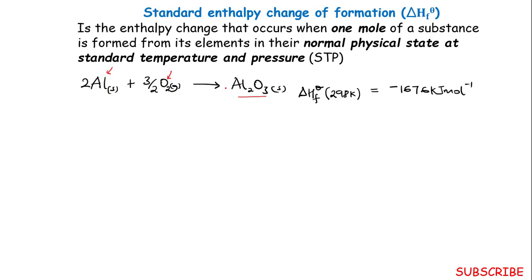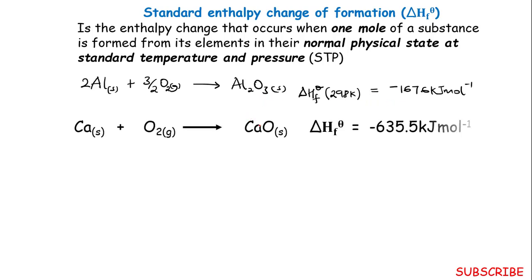So for us to form 1 mole, we have to balance with these fractions 3/2 and a 2, so that we can have 1 mole of aluminium oxide. So enthalpy change of formation of aluminium oxide is minus 1676 kilojoules per mole. These values are obviously got from sources where they have been saved, because scientists tried to note them down and somehow archived them.